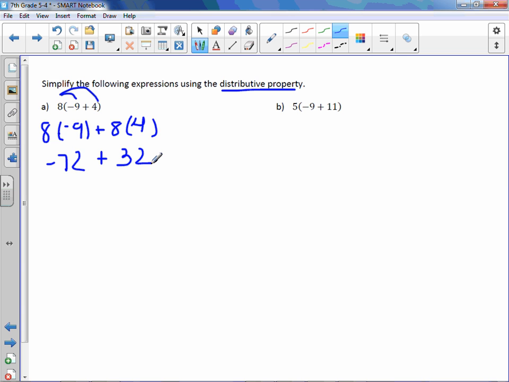You have different signs, so different signs difference. Subtract and get 40. Keep the sign of the larger absolute value. Therefore, negative 40.